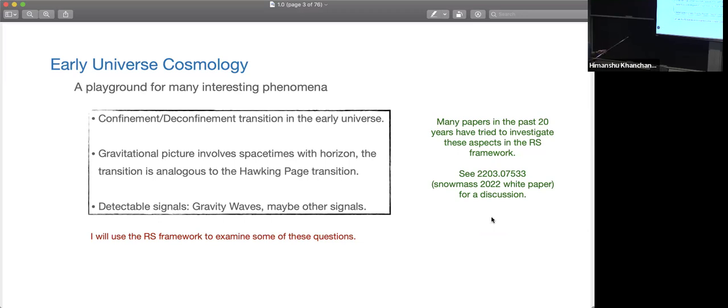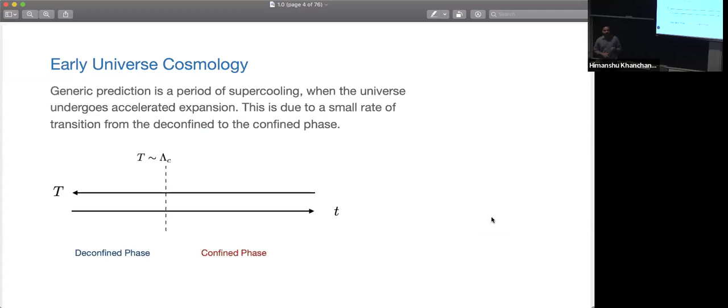And these things have been studied a lot in the past 20 years, but hopefully I will convince you by the end of the talk that there are some surprises and some new things that people have completely missed, and I will also explain why I think they were missed. So these questions are interesting, and I will use the RS framework to examine some of them. But the questions are more general, in the sense of all strongly coupled theories and what their cosmological history is in the context of phase transition. And please feel free to stop me anywhere if something is not clear.